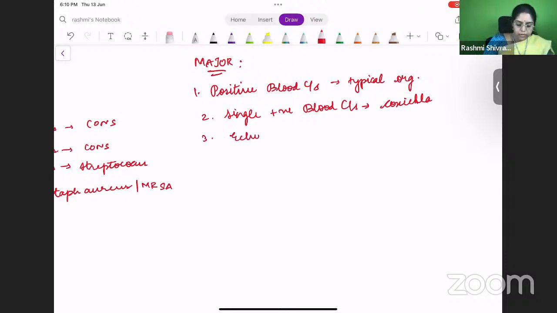It is echocardiographic evidence. You can either do a transthoracic echocardiography or a transesophageal echocardiography, and you should be able to demonstrate the vegetation. Sometimes it might look like a thrombus also, so you must be very clear in identifying the vegetation. It should be a positive blood culture. If it is a single positive blood culture, it should be Coxiella, and there should be echocardiographic evidence. These are the major criteria.